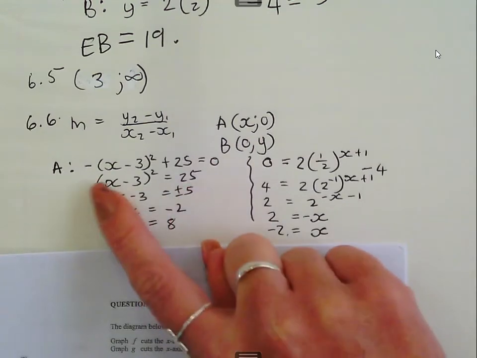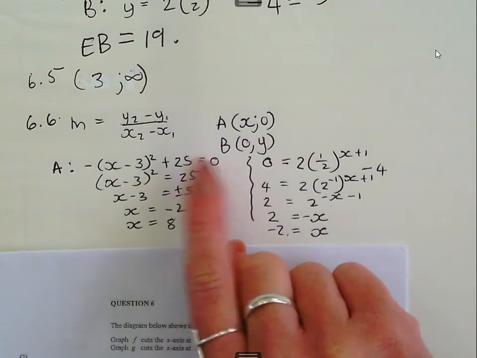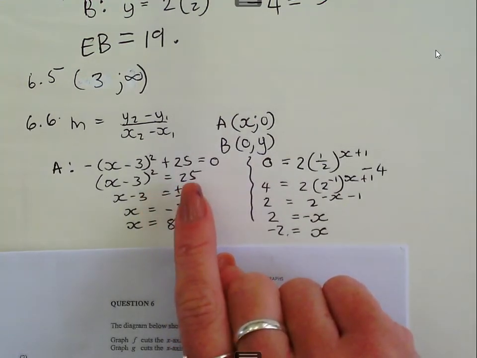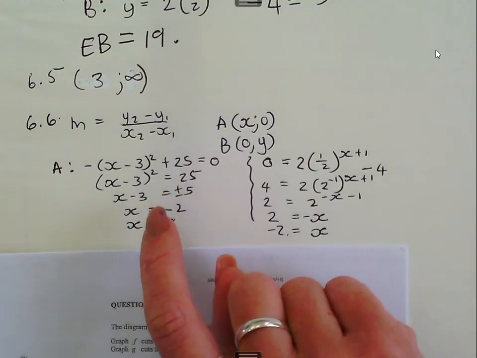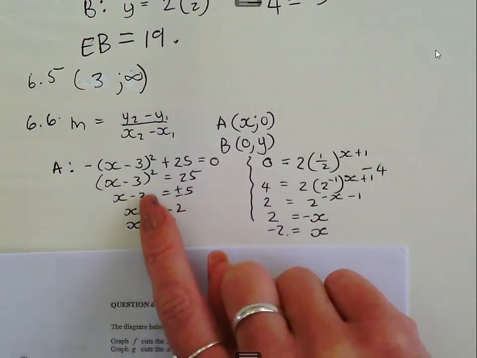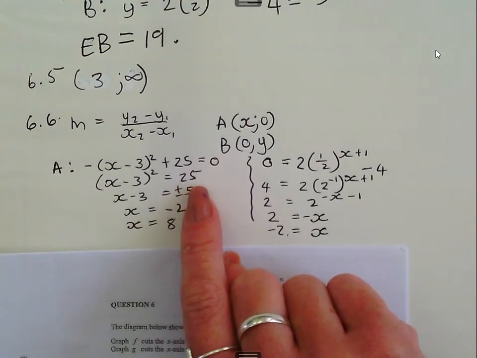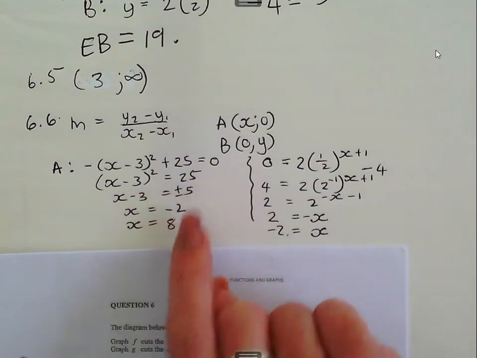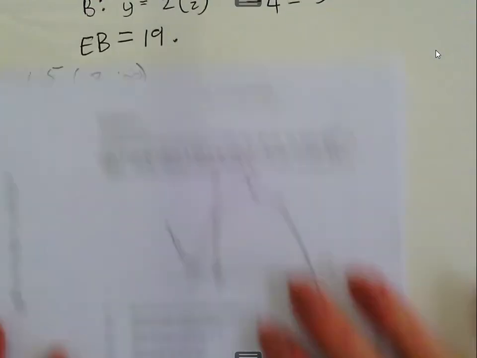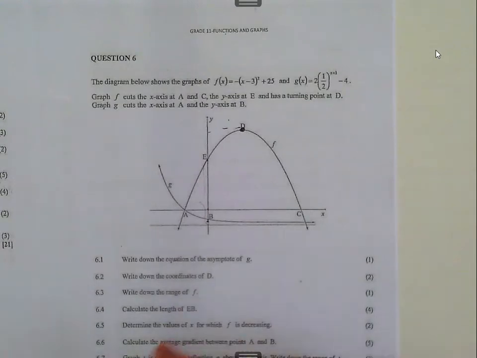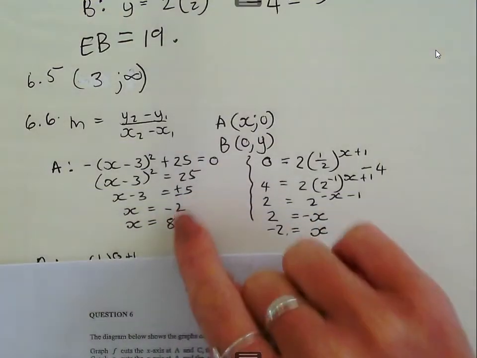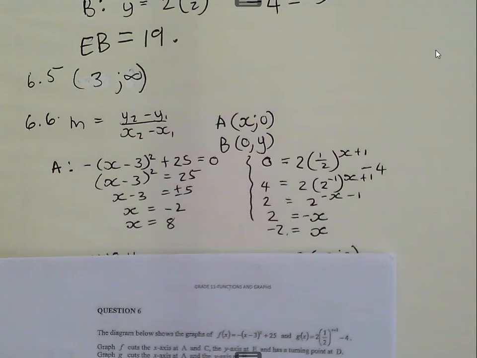The next step is to take the square root on both sides. Then the square will be gone here, and this is the only trick. It's not 5. It's plus and minus 5. And then I take the 3 over, so it's plus 5 plus 3, that gives me 8, and minus 5 plus 3, that gives me negative 2. And now if I look at my graph, do you think A is negative 2 or do you think it's 8? It's negative 2. So I know A is negative 2. Do you understand? One method.